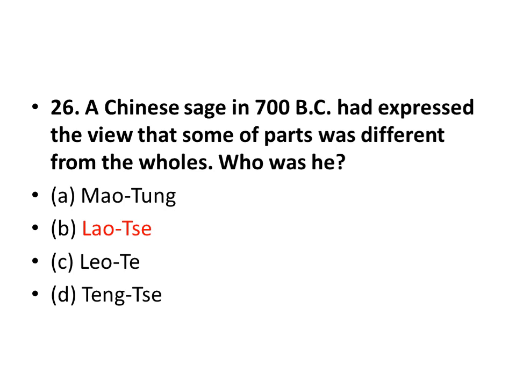The Chinese sage in 700 BC expressed the view that some parts are different from the wholes. Who is he? The answer will be B, Lao Tse. Lao Tse was the ancient Chinese philosopher and writer. He thought that there is a deep connection, empathy between people as the means of peace and harmony.